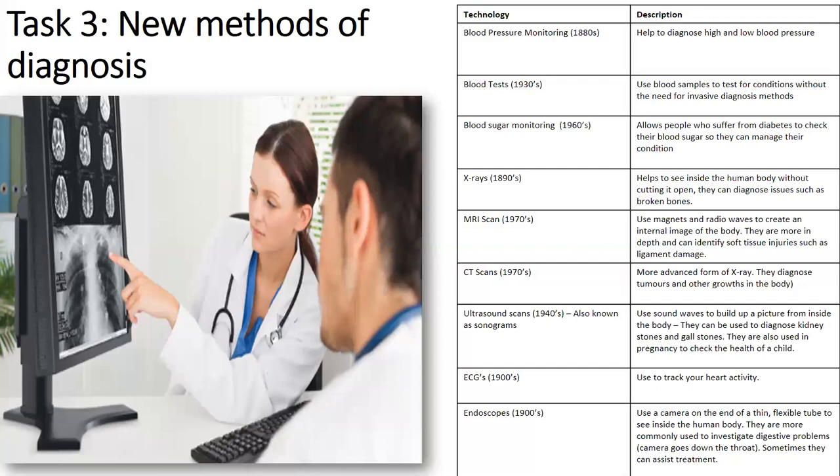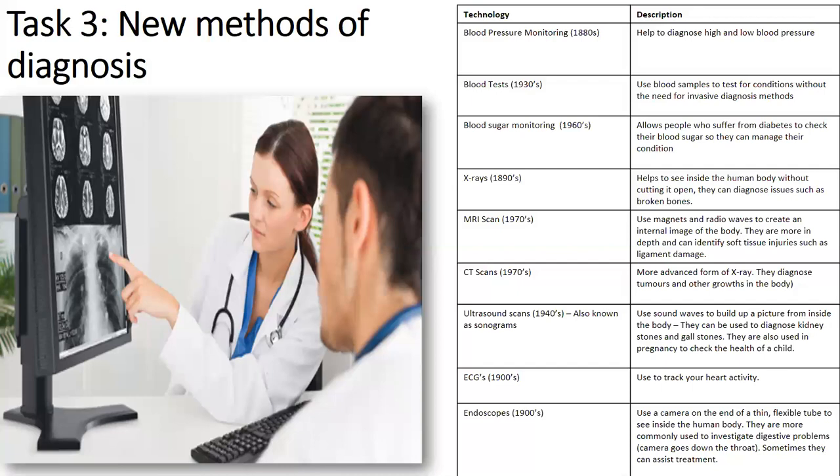Blood sugar monitoring allows people who suffer from diabetes to check their blood sugar level, which they can manage. So, for example, if someone who's diabetic notices their blood sugar level is quite low, then it might get to a point where they might have to eat something sugary to help them balance that out.